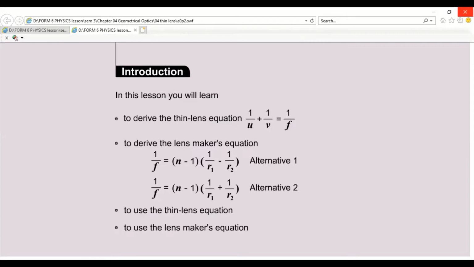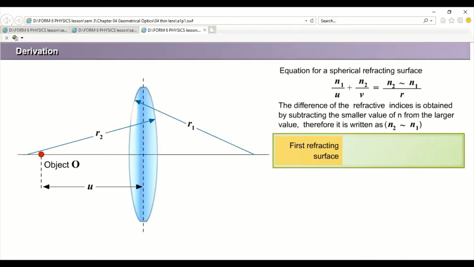And to use the thin lens formula, thin lens equation, or to use the lens maker's equation. Let's look at the convex lens. The convex lens is formed by both sides having a convex, curved surface. This is surface number one, where this will be the radius for surface number one. For surface number two, this will be the radius for surface number two.